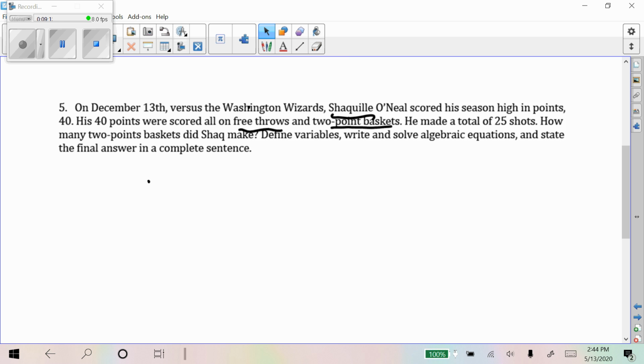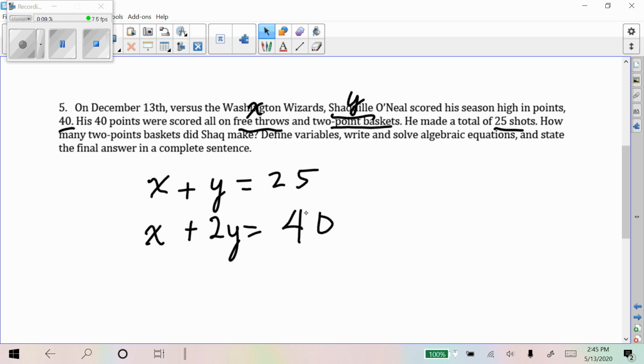All right, so right away, let's let x be how many free throws and y equal how many 2-pointers. We're going to say x plus y equals the total number of shots that he made, which is 25. And then we're going to add up the points. That should equal 40. The free throws are 1 point each, so 1x plus 2y is equal to 40. Now, since these are both exactly the same, elimination would really work fast here. I'm just going to subtract the top equation from the bottom one.